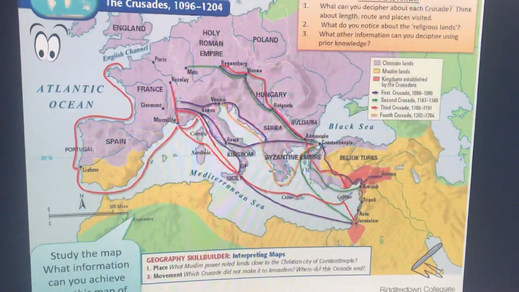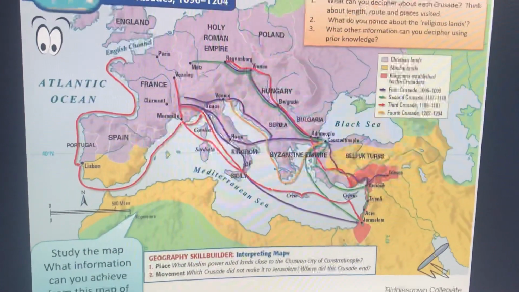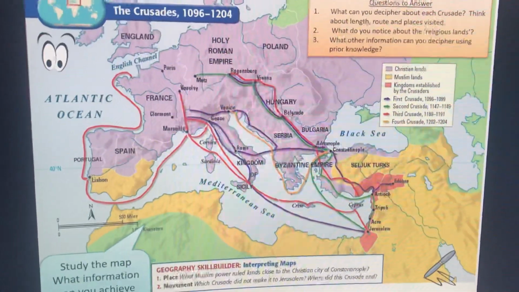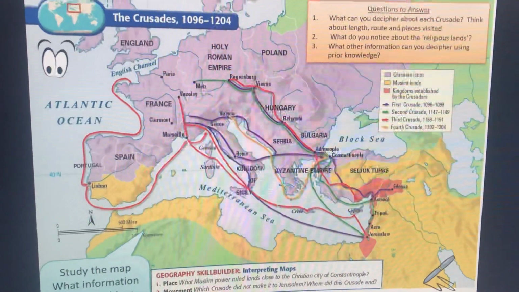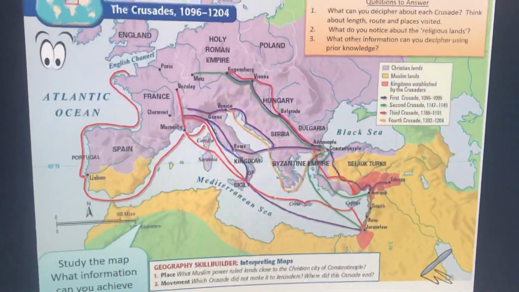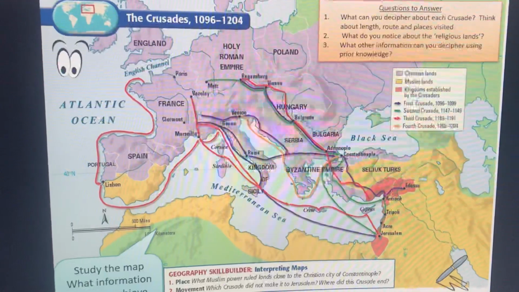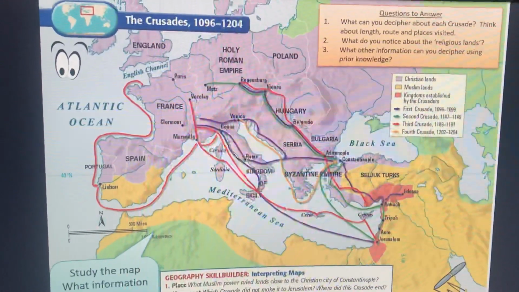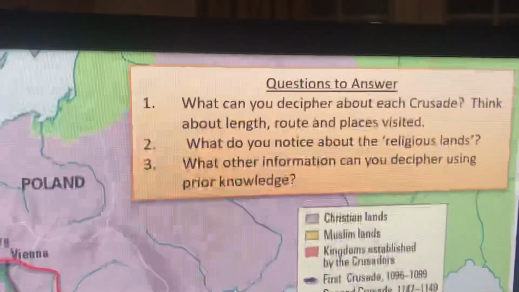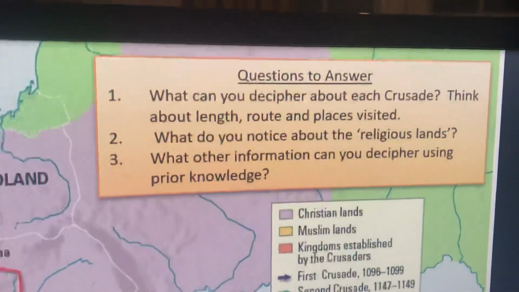We don't need a full lesson for lesson 7 today. What you're going to do is look at this map and try to work out what it actually tells you. If you have a look in the top corner, you will see there are some questions there for you.